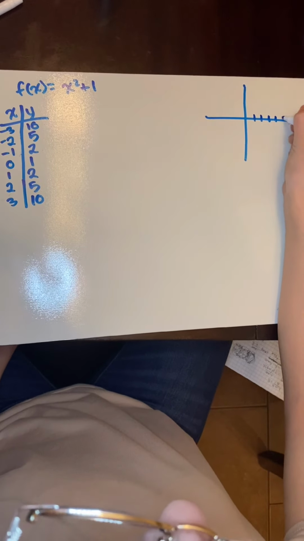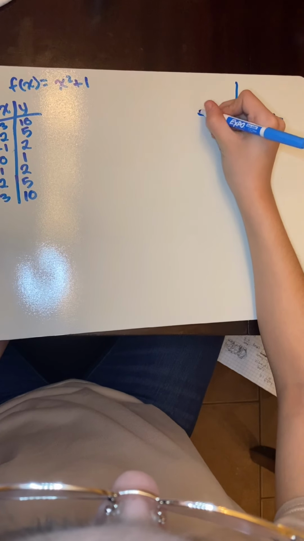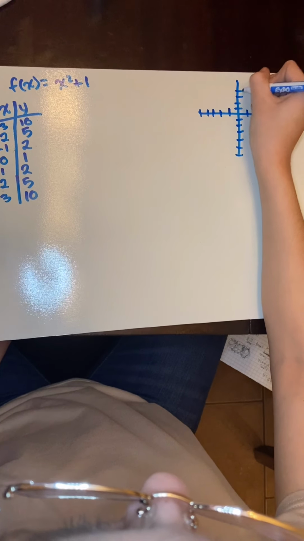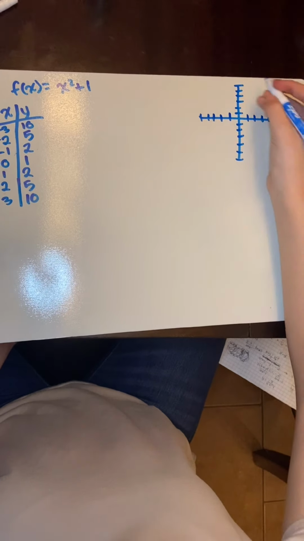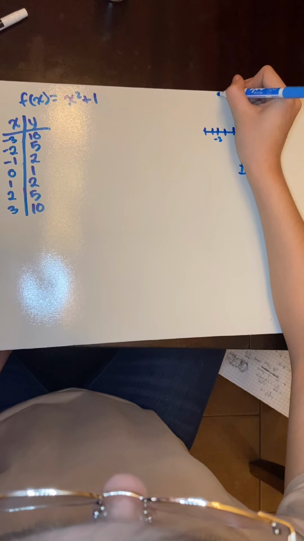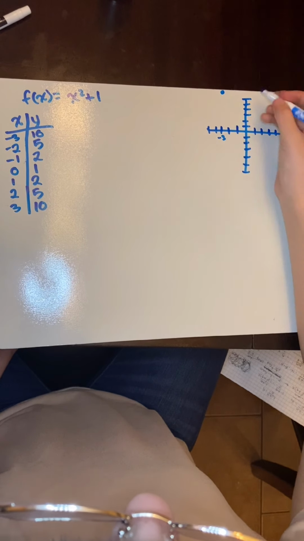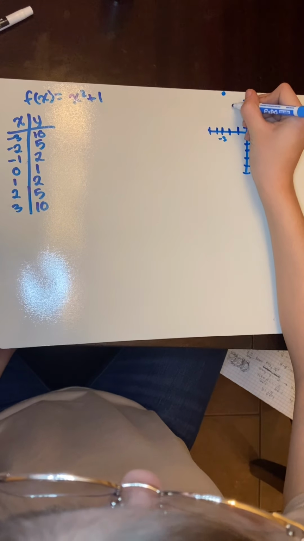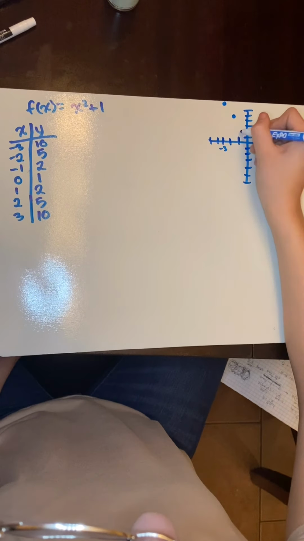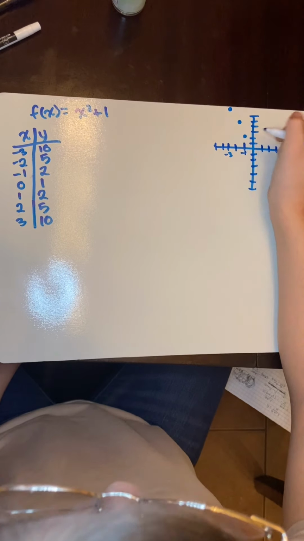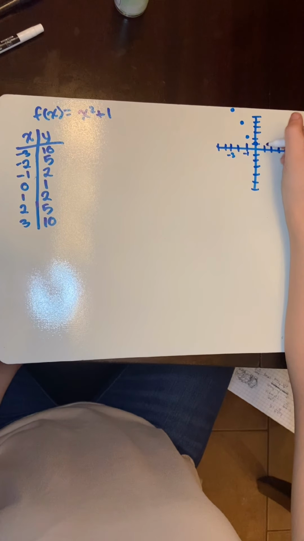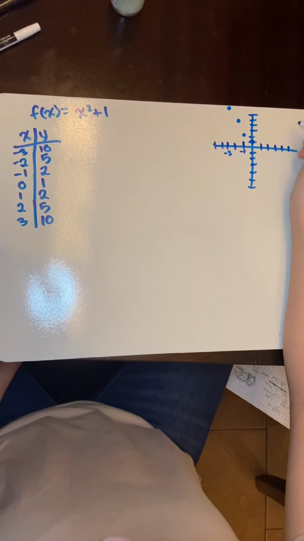Okay, so we can do negative 3, 10. So this will be way up here. Negative 2, 5. We're left with negative 1, 2. Then 0, 1. And it will be able to determine that this is your minimum point.